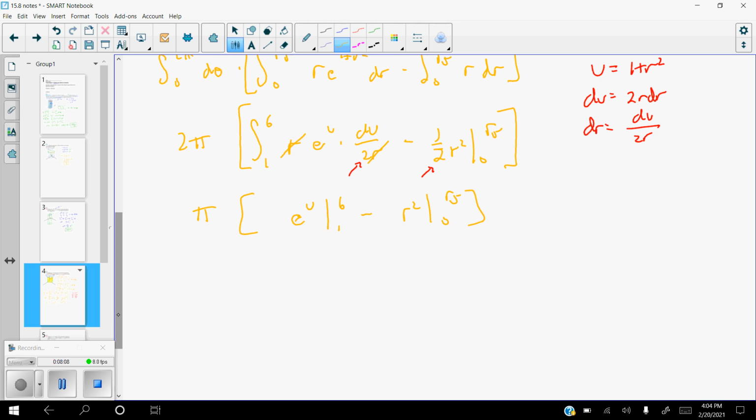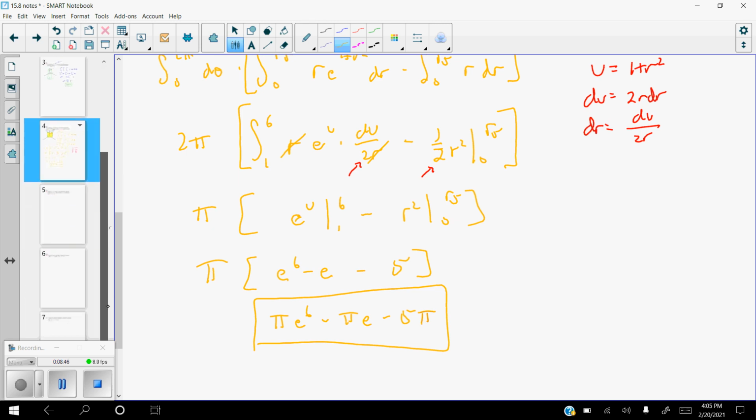So let's see what we get. This one's not going to end up being very pretty. We're going to get e to the 6th minus e to the 1st, or e, minus r squared at square root of 5, which is going to give us 5, minus 0 is just 5. So it looks like, if I did that correctly, we're going to get pi e to the 6th minus pi e minus 5 pi. Not a very pretty answer, but that is the answer. All right, moving on.